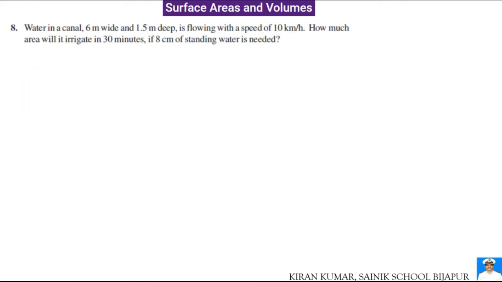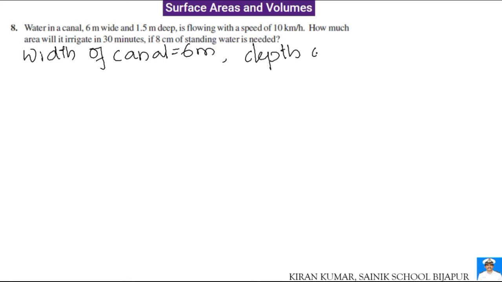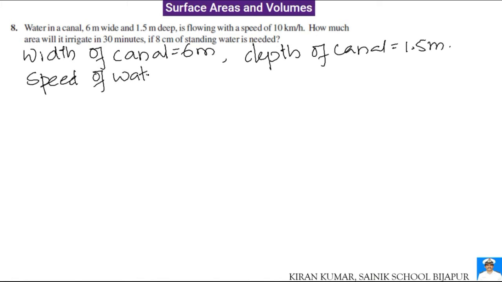Let me mention what are the given things. Here the width of the canal is given. The width of canal is 6 meter. They are also given the depth of the canal, so depth of canal is 1.5 meter. They have mentioned the speed of water flowing is 10 kilometers per hour.